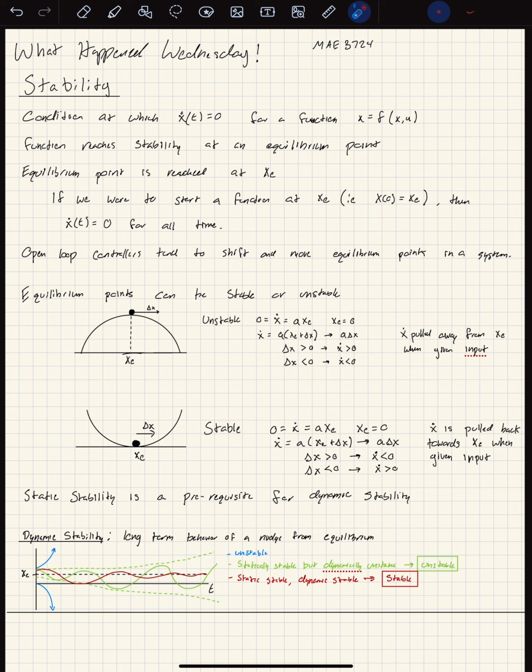The open loop controllers we've discussed in this previous week tend to shift or move the equilibrium points in a system so it remains at this equilibrium. Equilibrium can be defined as both stable and unstable.